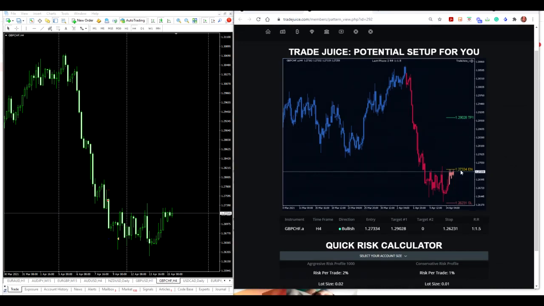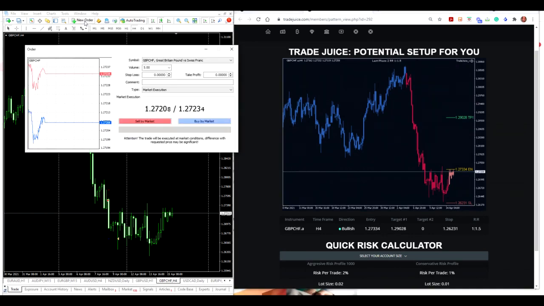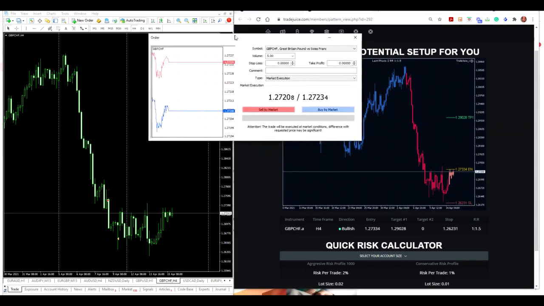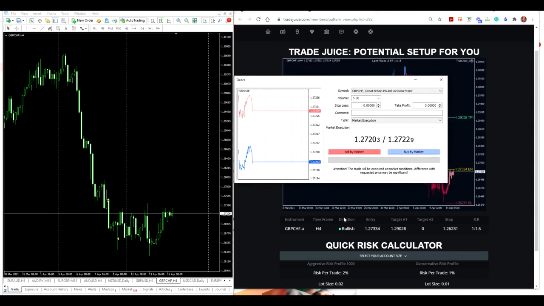It looks identical to mine. That's where the entry point should be. The take profit target is there, and the stop loss down here. So all I need to do to enter this trade is to open up the charts and then look to see where it tells me to enter.